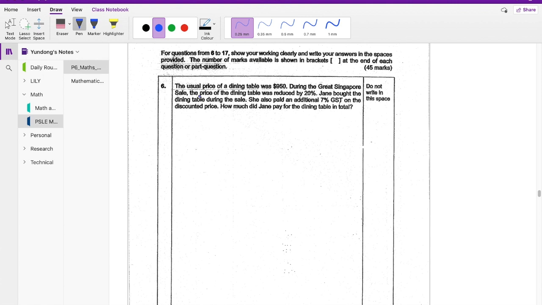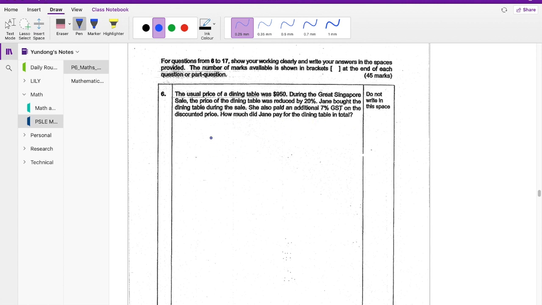Question 6. The usual price of a dining table was 950. During the great sale, the price became reduced by 20%. Jane bought the dining table during the sale. She also paid an additional 7% GST on the discounted price. How much did she pay for the table?